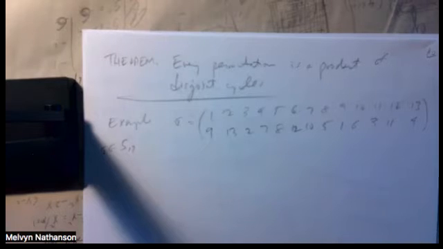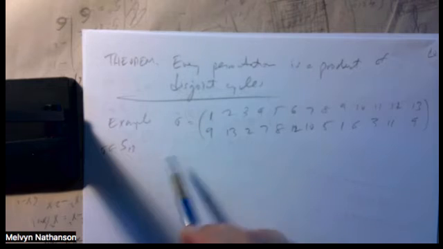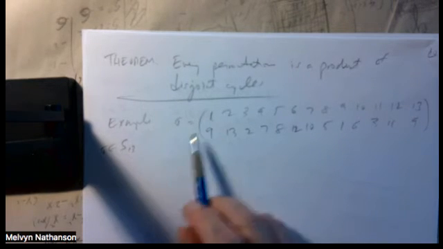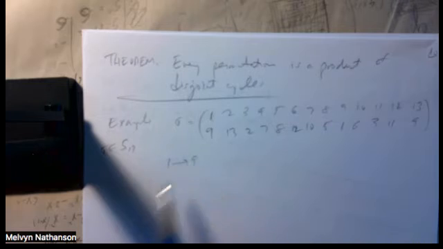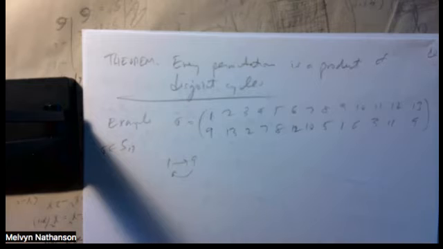And the way you write this as a product of disjoint cycles is take any number to start with. I'll start with 1, but I don't have to. Let's just follow 1 as we iterate this permutation sigma, as we compose this function with itself. 1 gets sent to 9. 9 gets sent back to 1.